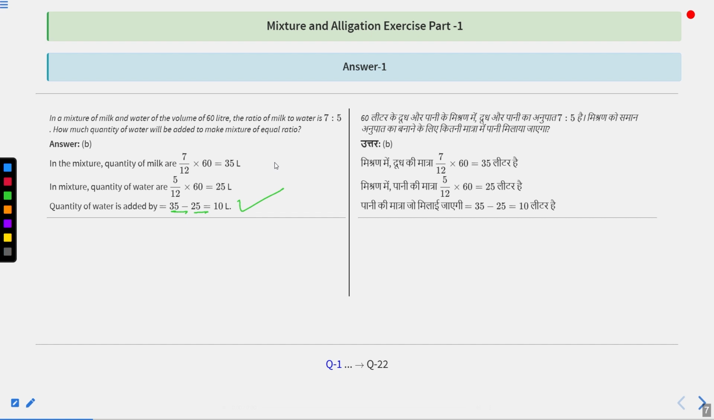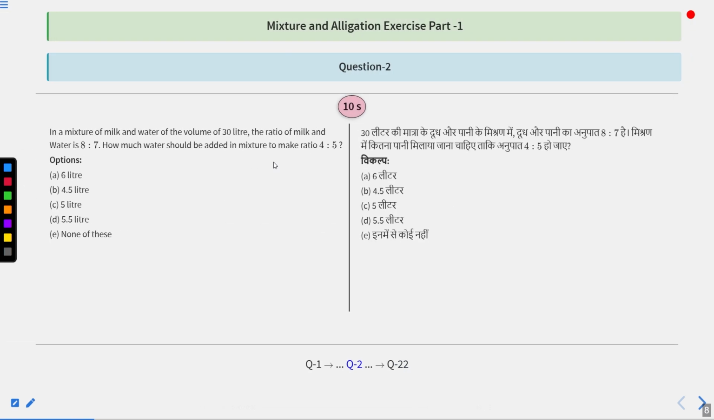Clear? Next one. In a mixture of milk and water of volume 30 liters, the ratio of milk and water is 8:7. How much water should be added to the mixture to make the ratio 4:5? You have 5 options and 10 seconds to analyze the question. Your time starts now.